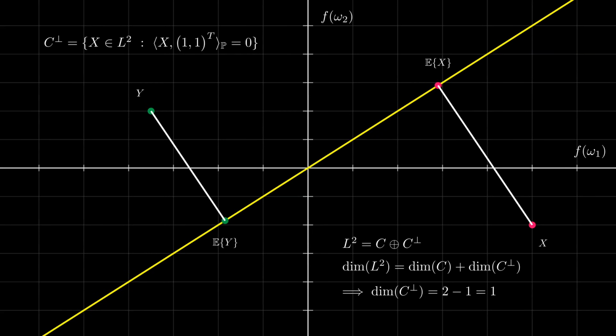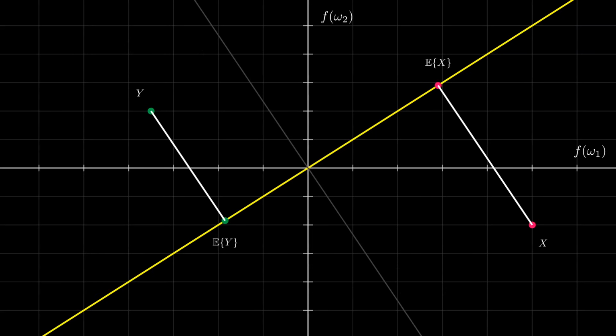To see this visually, let's figure out how this orthogonal complement looks like. By definition, it's all random variables such that the probability-weighted scalar product with the vector 1, 1 is 0, as this vector spans the subspace of constant functions. And if we rewrite this condition in terms of the expected value, we find that the orthogonal complement consists of all random variables with mean 0. So it's all random variables that the orthogonal projection maps onto 0, which is this gray line here.